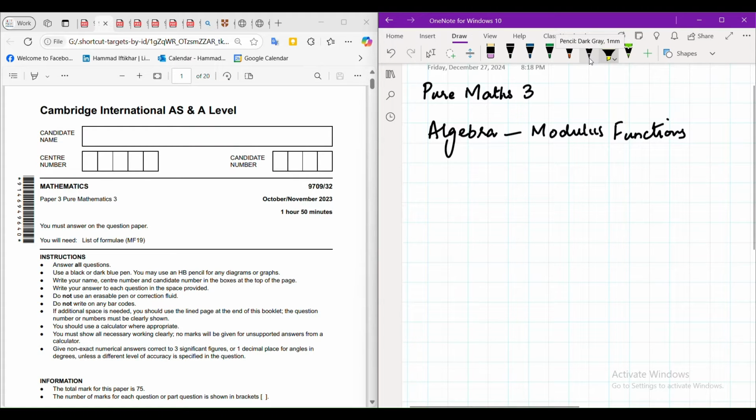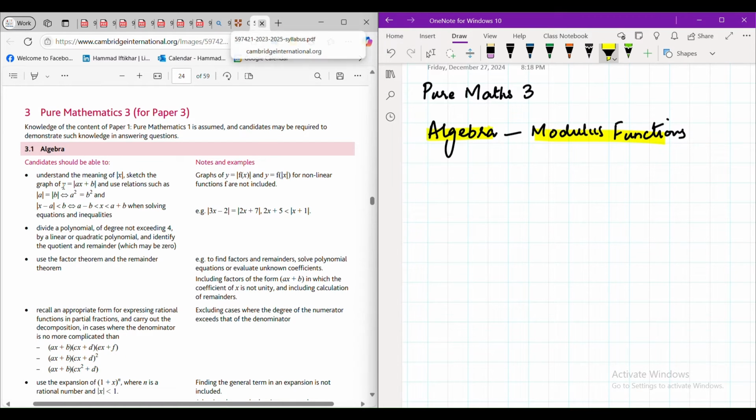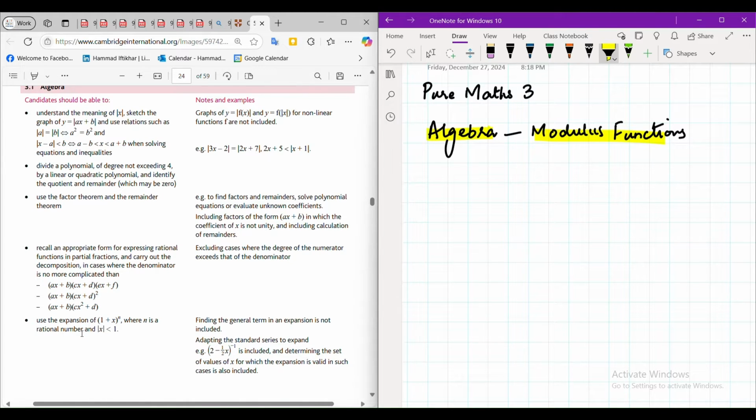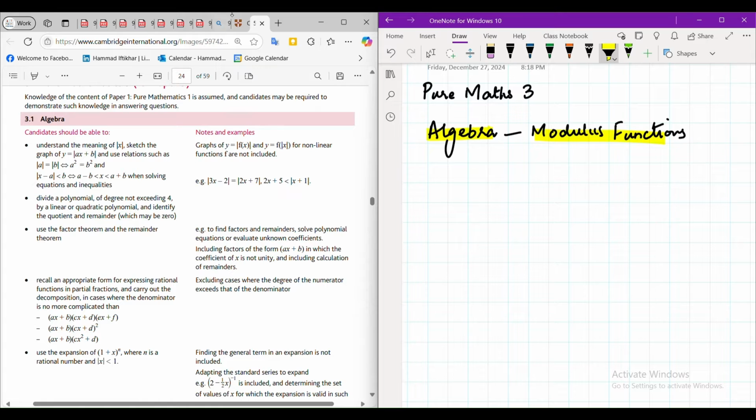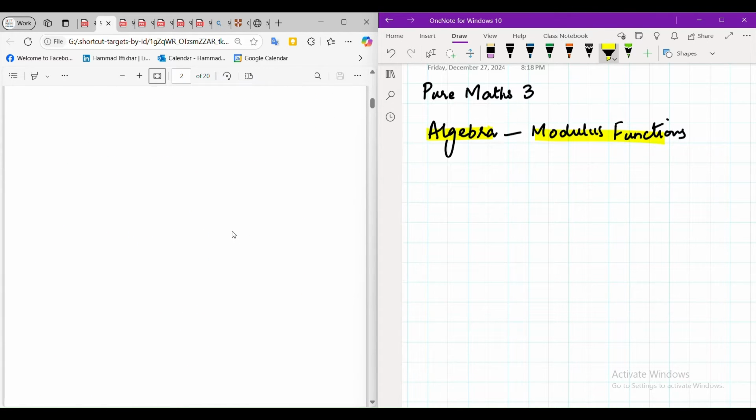So let's practice with the Pure Maths 3 Algebra, and the subtopic inside the algebra is modulus functions. Algebra itself is a long topic, so it has modulus functions, remainder factor theorem, long division, partial fractions, and binomial expansion. So we will split this into different videos. Let's practice with the modulus function today.